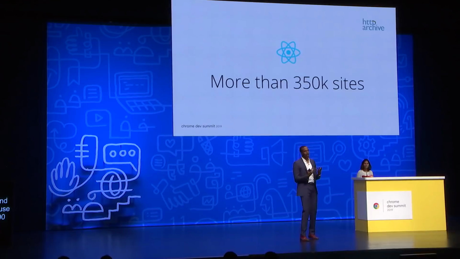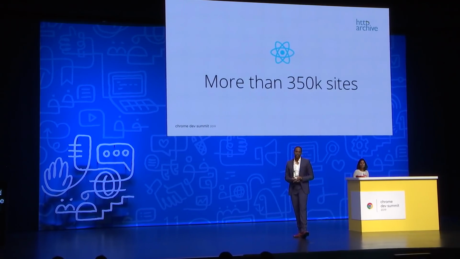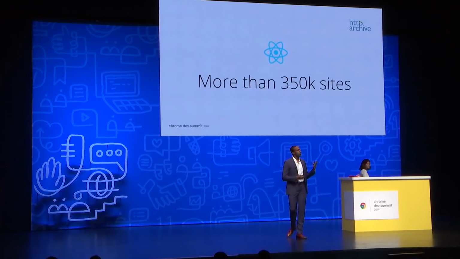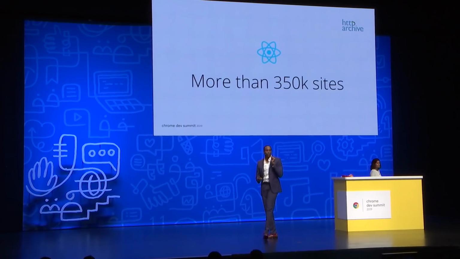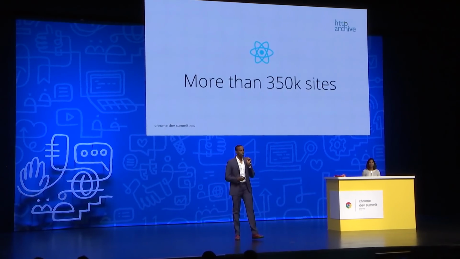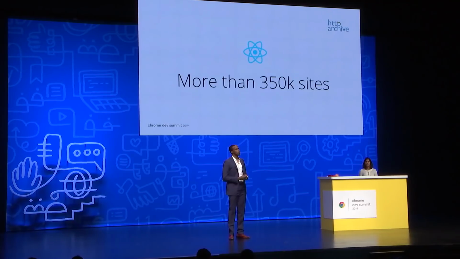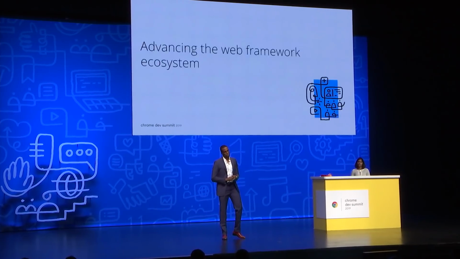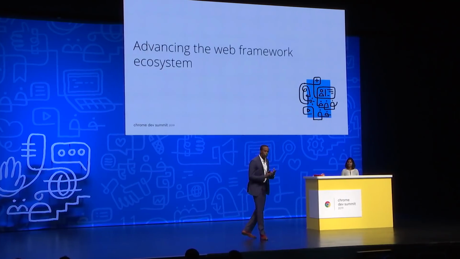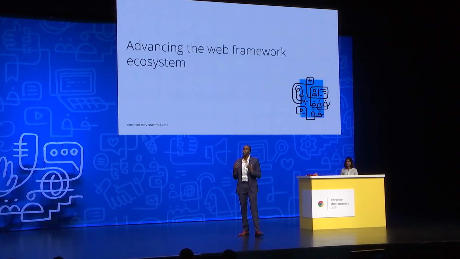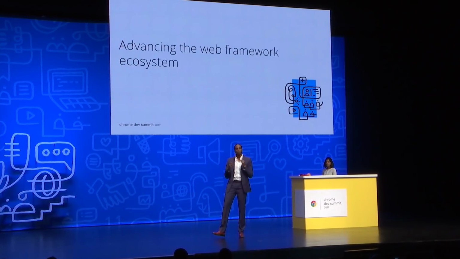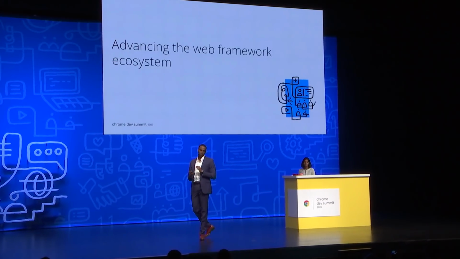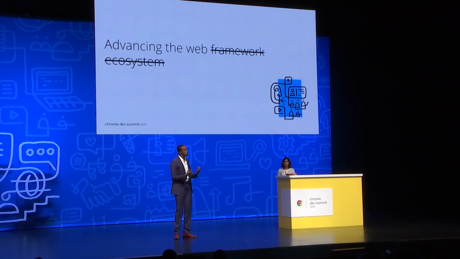We also wanted to get an idea of how many actual sites in the wild use a tool like React. By using HTTP Archive, we found that over 350,000 origins use React in some form. All this data shows that frameworks are used in a lot of sites. So it's not really just about advancing the ecosystem itself, but by doing that, we would ultimately be advancing the web as a whole.